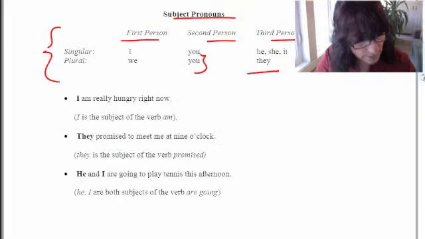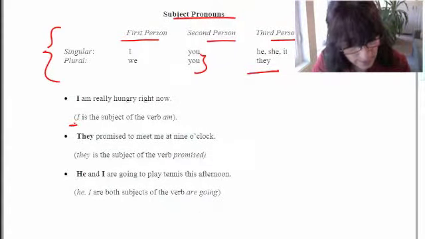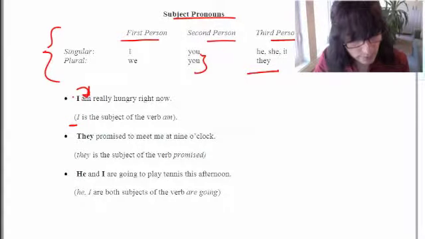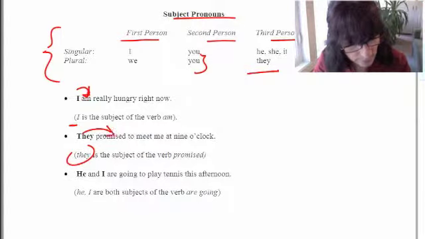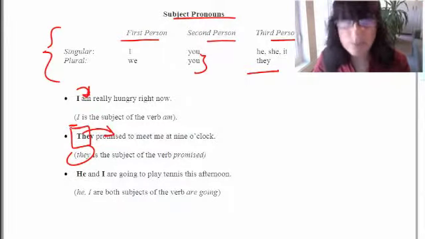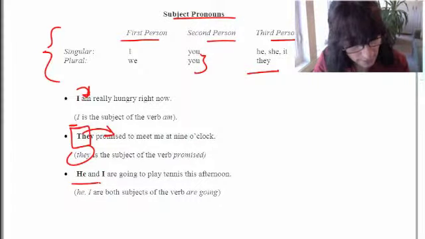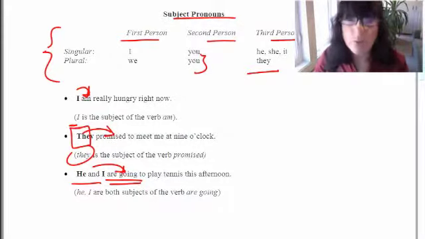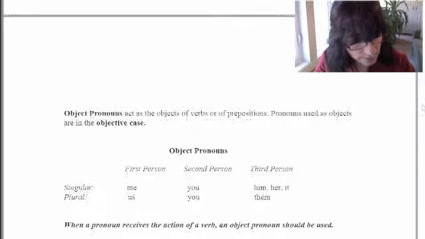So let's look at a few examples. I am really hungry right now. In this case, this is in the subjective form. I is the subject of the verb am. So I is the pronoun in subjective form. They promised to meet me at 9 o'clock. They is the subject of the verb promised. So it's in the subjective form, this pronoun. And he and I are going to play tennis this afternoon. Are going is the verb. He and I are subjects of the verb, and they're both pronouns. Okay, so they're all in the subjective case because they are the subject of the sentence.